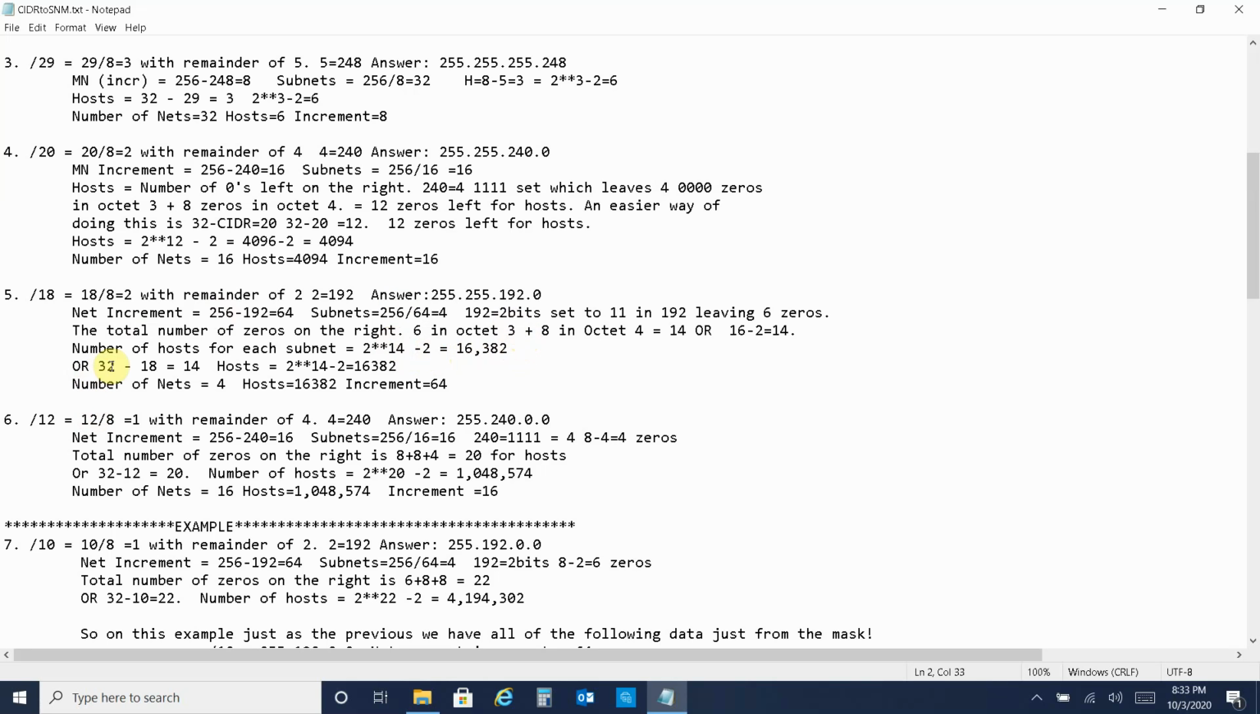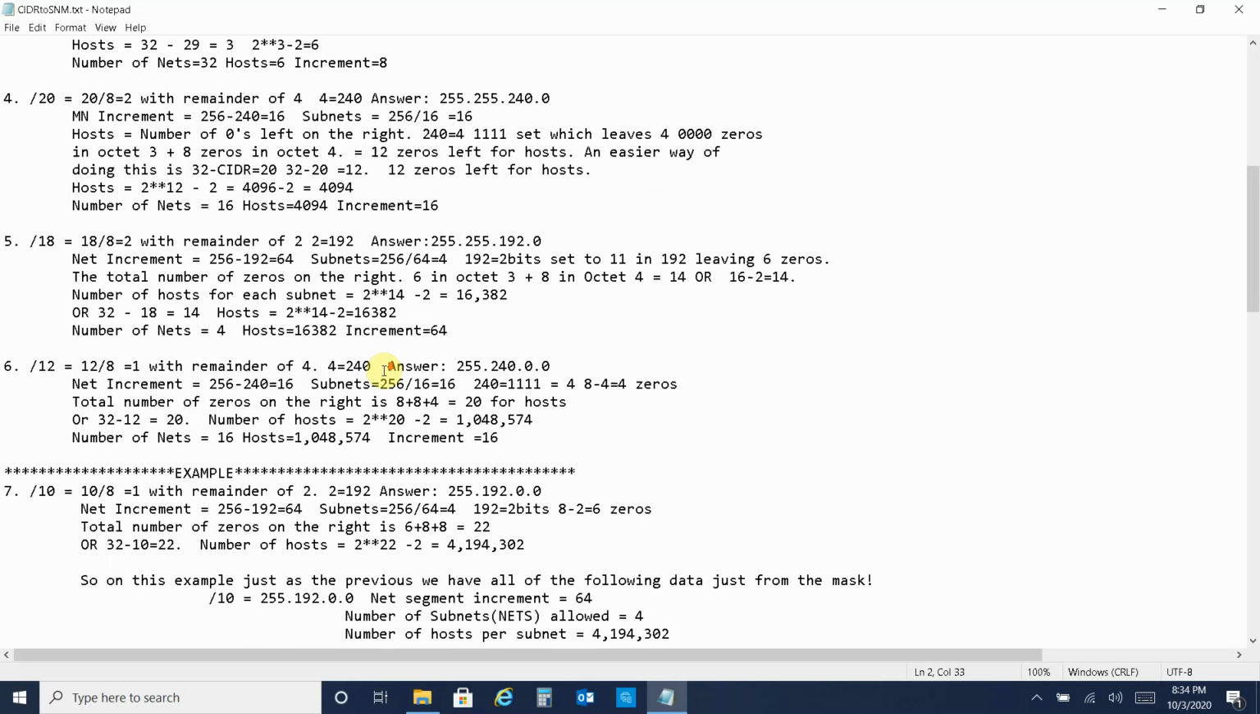Again, here's the easier way. 32 minus 18, which I just said, equals 14. 2 to the 14 minus 2 is 16,382. So we know the number of nets, we know the hosts, we know the increment. We got all of this just from the subnet mask without even any IP address being involved.